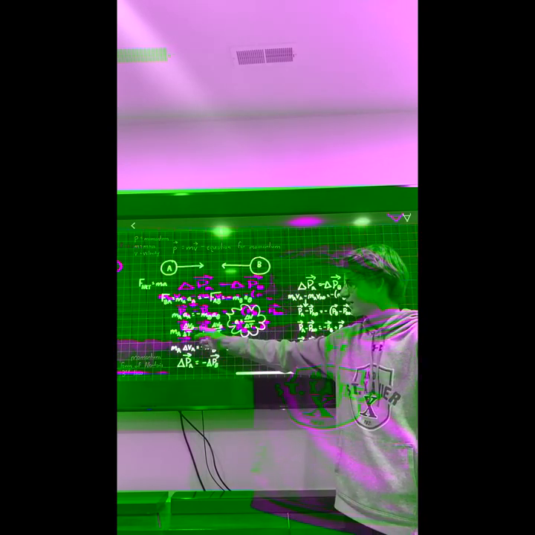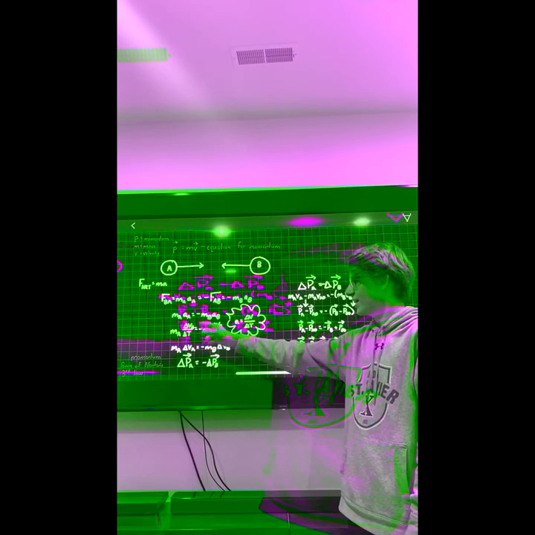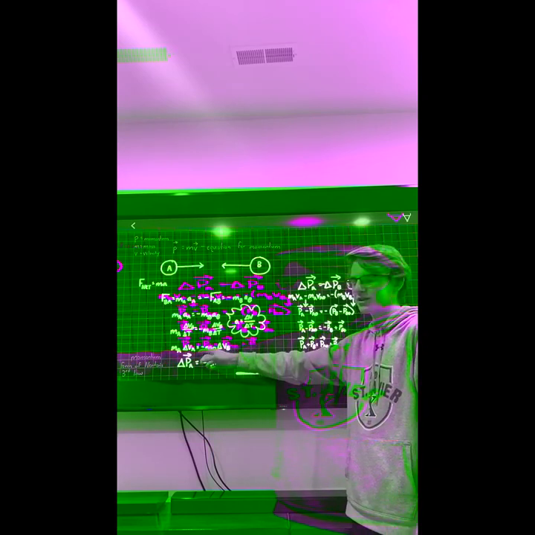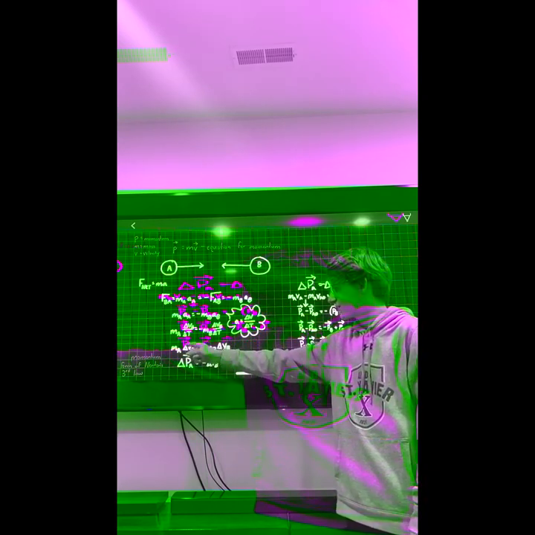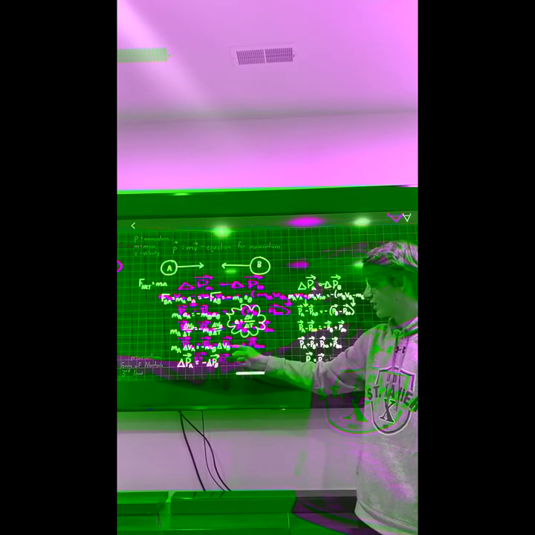Now, if we have the equation for acceleration, we can substitute the change in velocity over change in time for acceleration. And since the change in times are equal, we can multiply them and take them out of the equation, which then gives us the mass of A times the change in velocity of A is equal to the mass of B times the change in velocity of B.